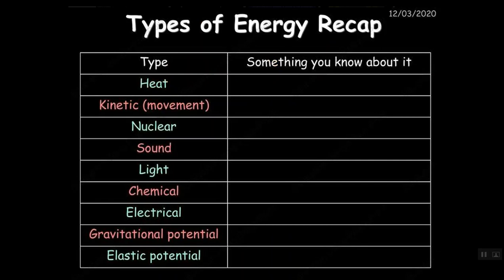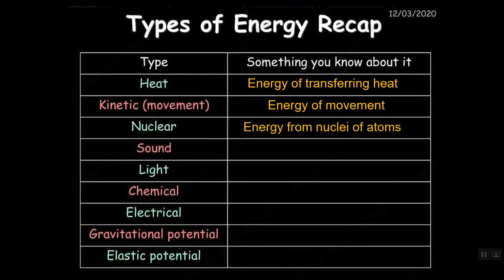Just before we move on, we have to think about the different types of energy. Although we're only going to look at two in this topic, we just need to know everything. Heat energy is energy transferring as heat. Whenever objects lose heat or gain heat, it's the energy of transferring heat. Next, kinetic energy is the energy of movement. Whenever objects move, they have kinetic energy.